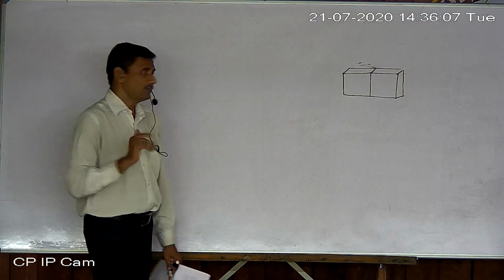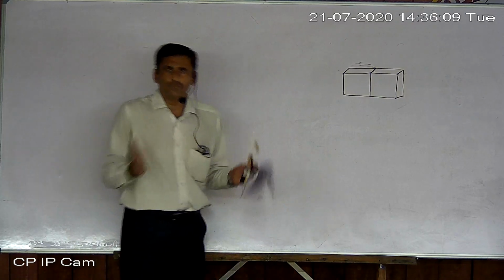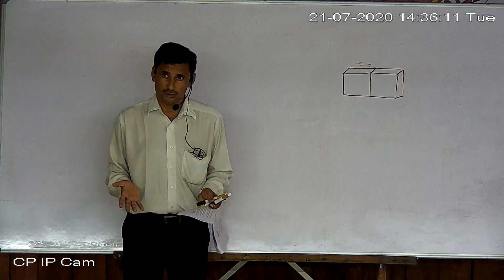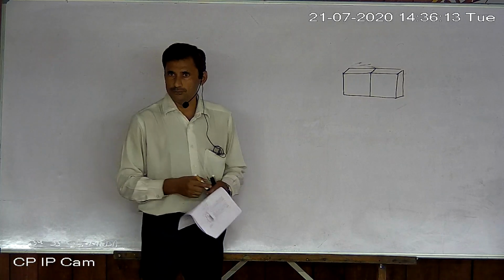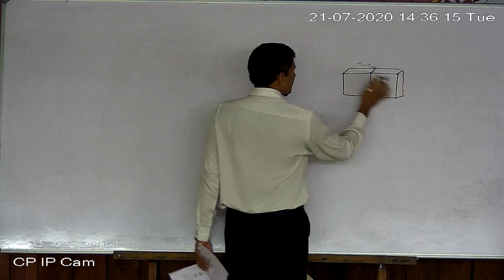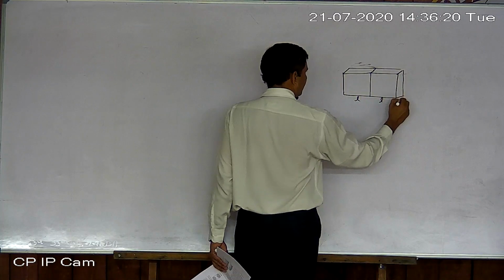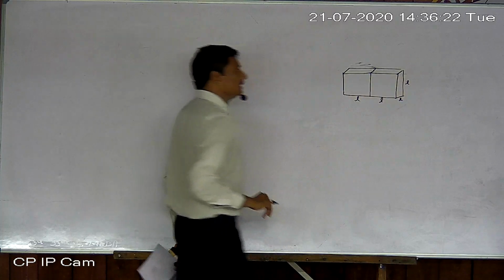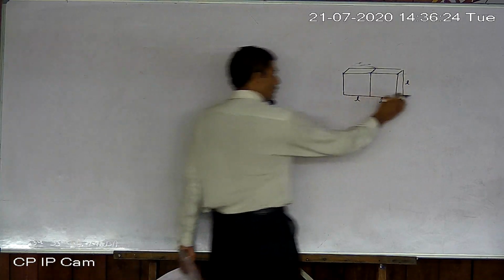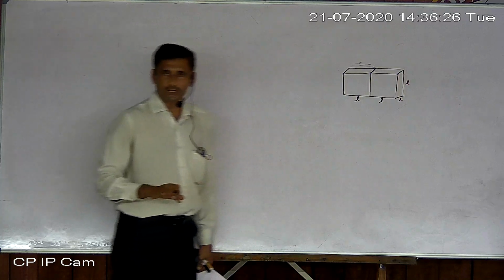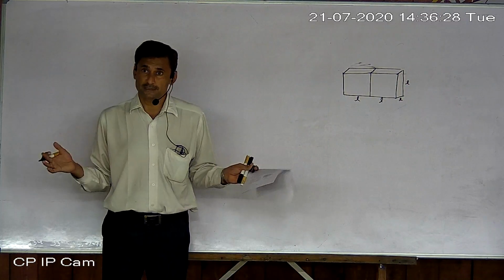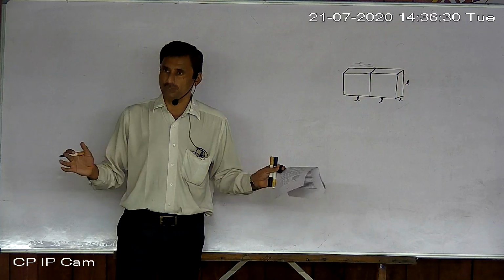Understand? But if you join two cubes, then what is formed? A cuboid is formed. Okay? So now its length becomes double. Why? L plus L. Otherwise breadth and height remain the same. Breadth will remain L only. Height will remain L only. But length doubles. Why? Because two are joined.